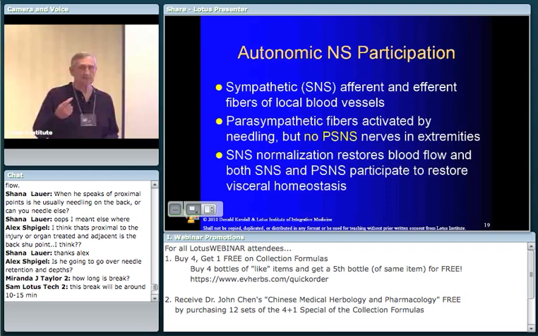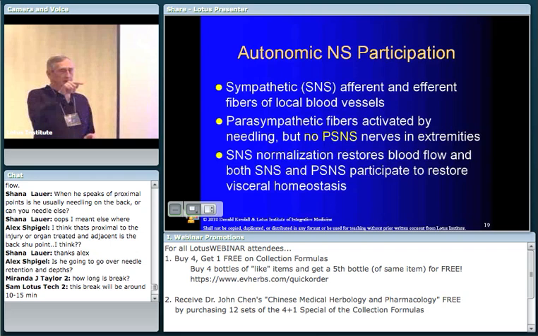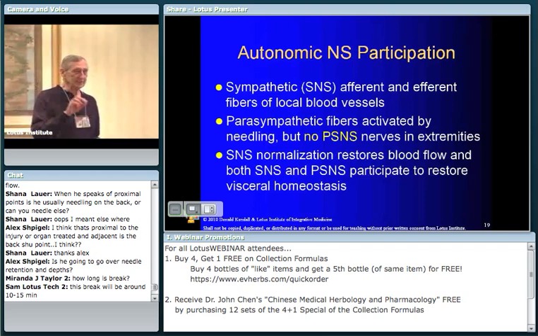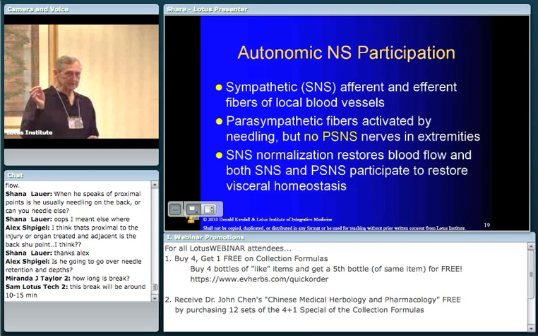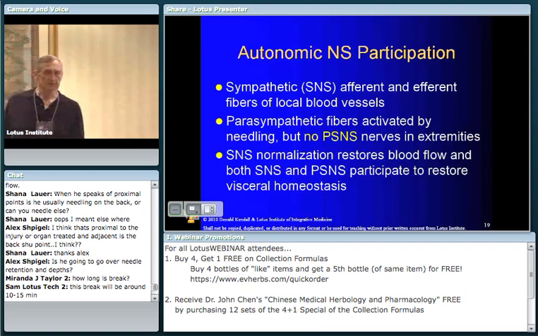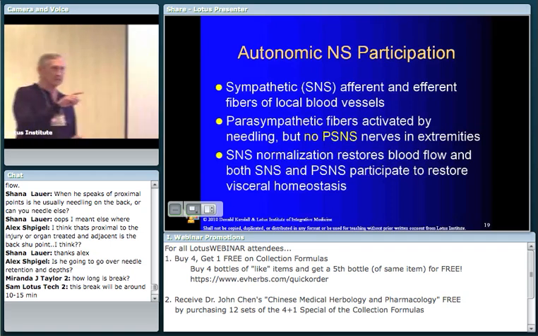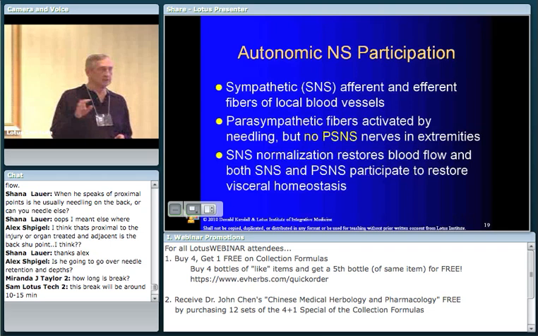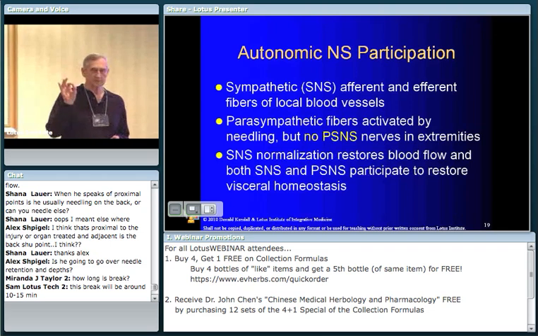But when the signal comes into the spinal cord, that's where it picks up the parasympathetic signal that goes into the vagal nerve, that stimulates the vagal nerve. That's where it comes from. So all these organs have input from the vagus nerve, these parasympathetic fibers. And so between the sympathetic and the parasympathetic activation, this restores visceral homeostasis. Now you've got a balance between parasympathetic and sympathetic.